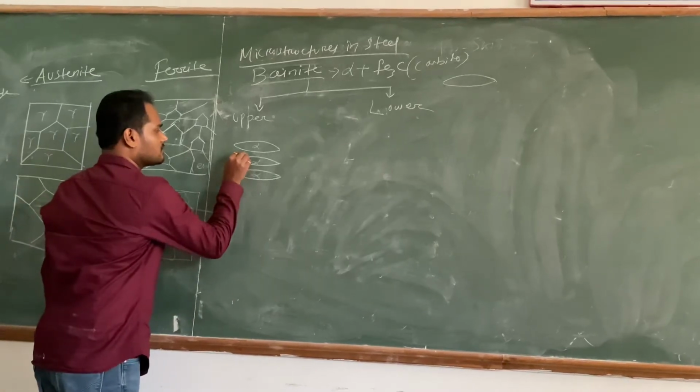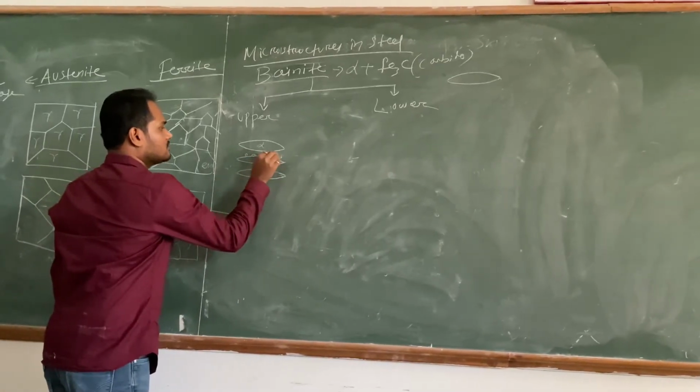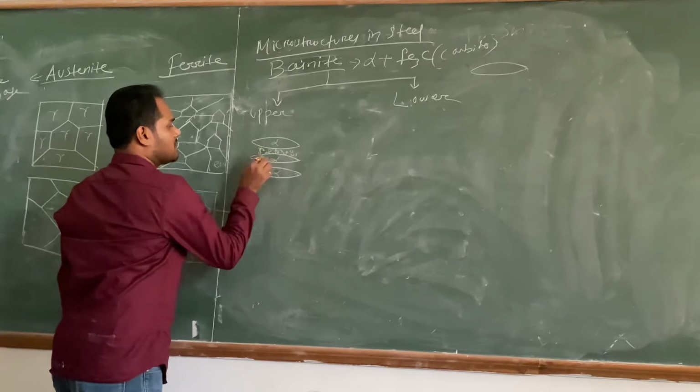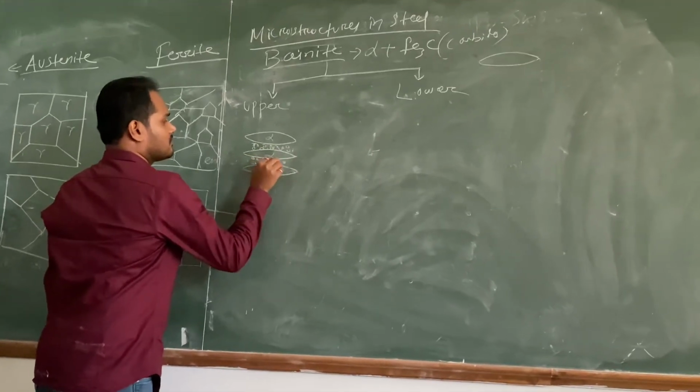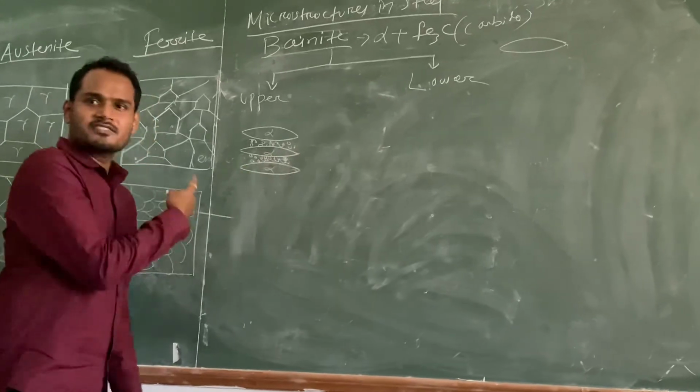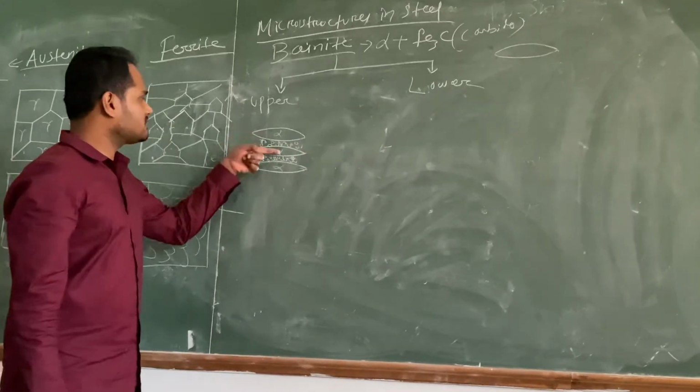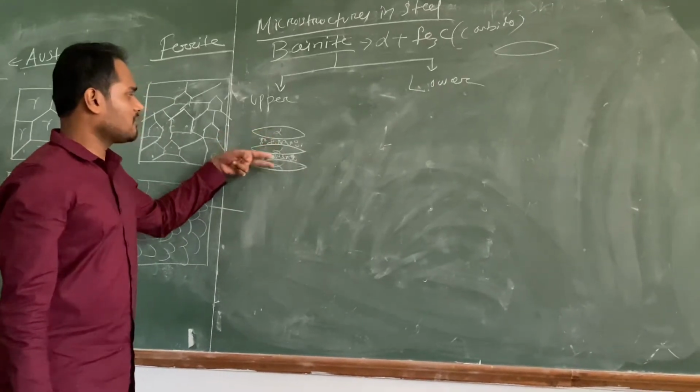Like this. This carbide will precipitate here. And like a sandwich. These are plates. This is a sandwich kind of thing.